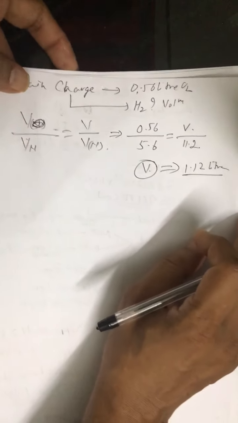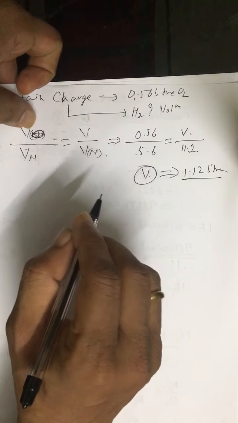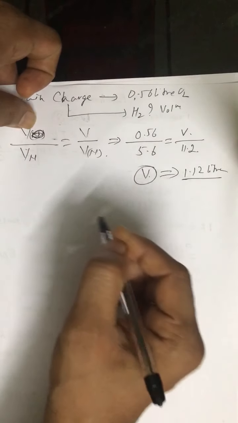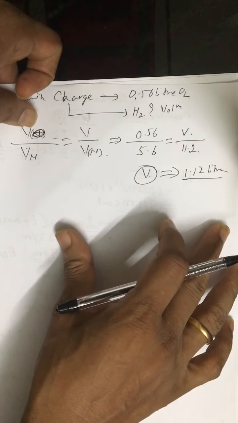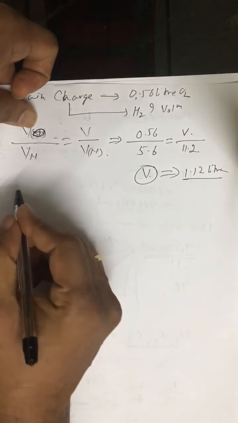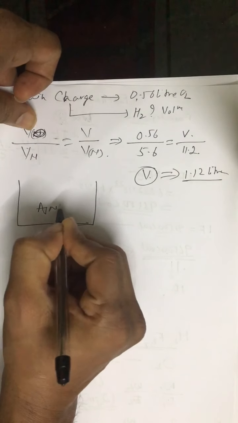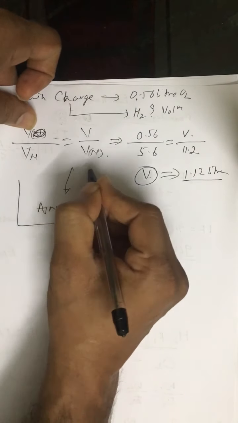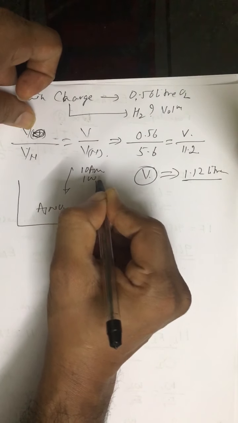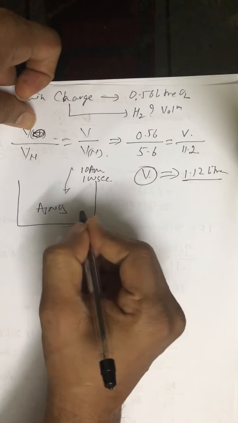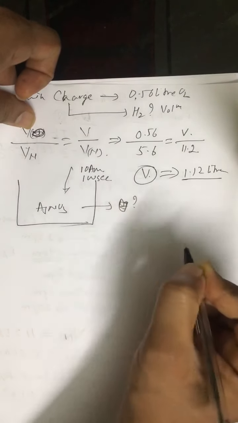Alright, so on the basis of the first law and second law you can solve questions. This is about Faraday's law. Means there will be many questions, like silver nitrate is electrolyzed using, say, 10 ampere current for 100 seconds, and the question is what is the quantity of silver deposited?